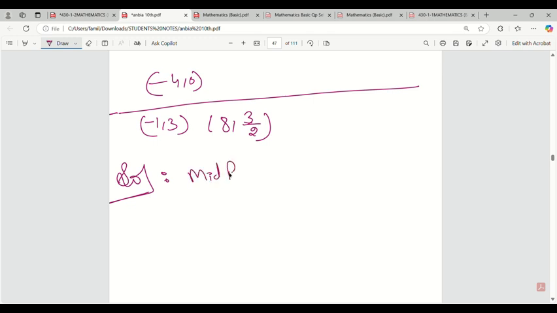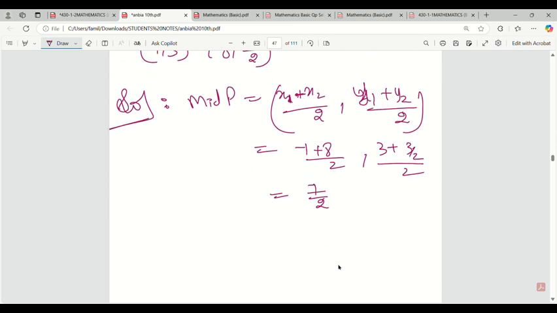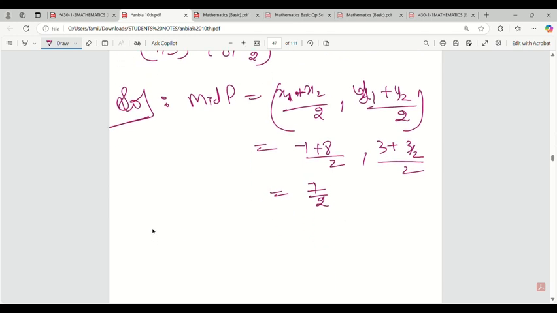Solution. Midpoint. How will you find it? The midpoint is x1 plus x2 by 2, comma, y1 plus y2 whole divided by 2. What will you get? x1 is minus 1, x2 is 8, by 2. Now y1 is 3, y2 is 3, by 2 by 2. 8 minus 1 is 7 by 2.